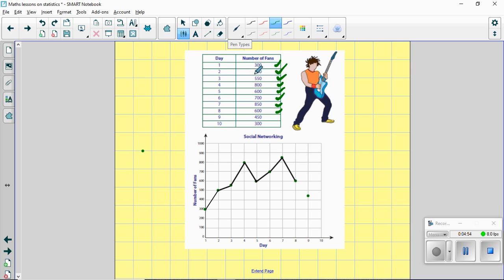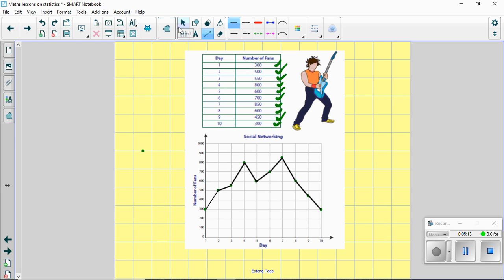450, his ratings are slipping. I'll just do the last one as well while I'm here. Day 10, 300. It's gone down again, going right back down to where he started on the first day. Obviously, it's more popular when I'm not singing in the videos as well.